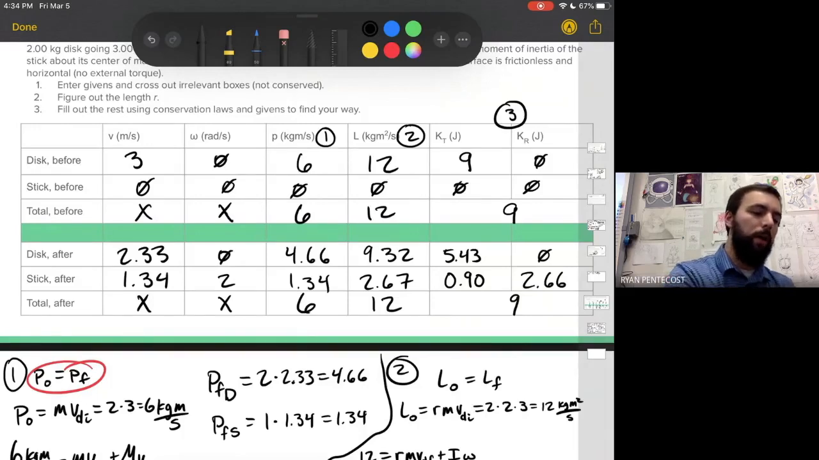All right, that wraps up our conservation of angular momentum. And in our next video, we're going to tackle gyroscopes.